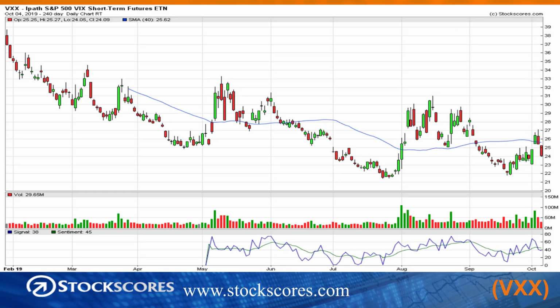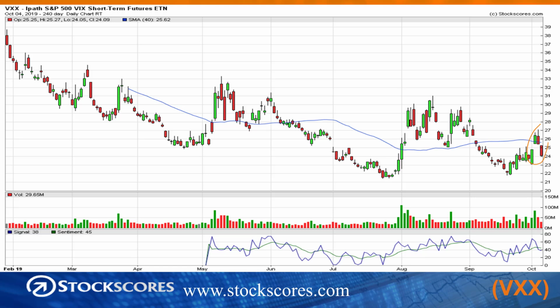And finally, the fear chart. This is the VXX, which is an ETN that moves with the implied volatility of the futures contract on the S&P 500. Basically, if this is going up, it means investors are nervous. They're buying insurance in the futures market, in the options market, and that is why it tends to go up when the market goes down.